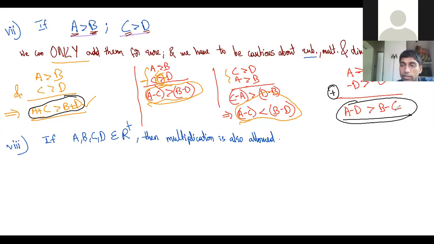See, if you add C on both sides, here you'll get A plus C. And then you add D on both sides, you'll get B plus D. This is the same as the first equation we got. Okay. So that means when you add, there is no problem. You can add A greater than B and C greater than D. But you cannot subtract A greater than B and C greater than D.